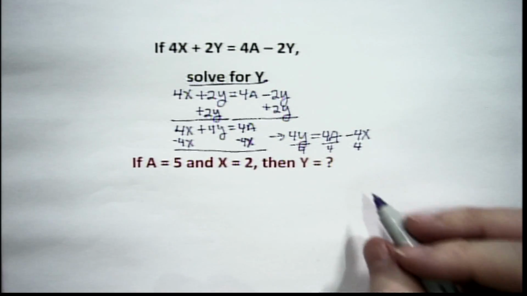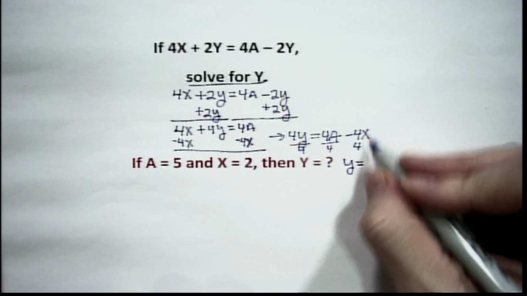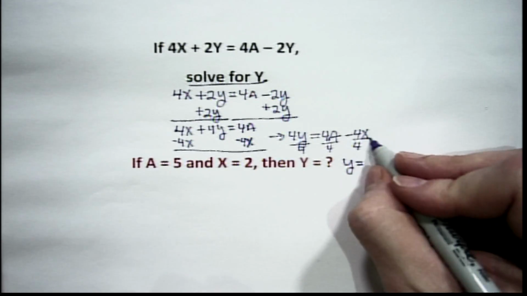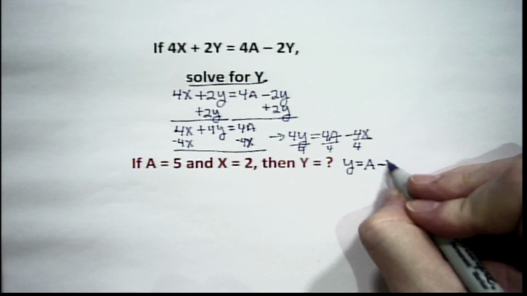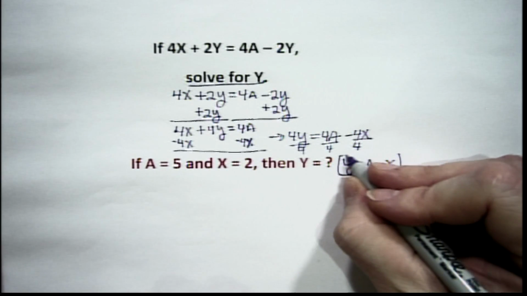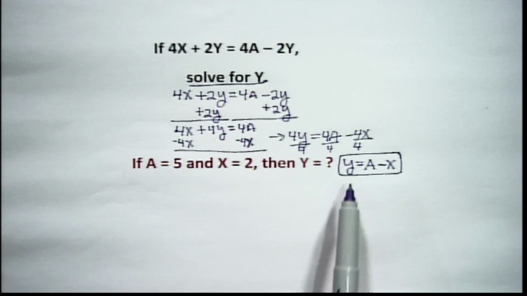And you know what we end up with? We end up with y equals, wow, 4 divides into everything? We get a minus x. Wow, that is so much easier to look at. So much easier to look at. Now, here's our situation. We got the formula.